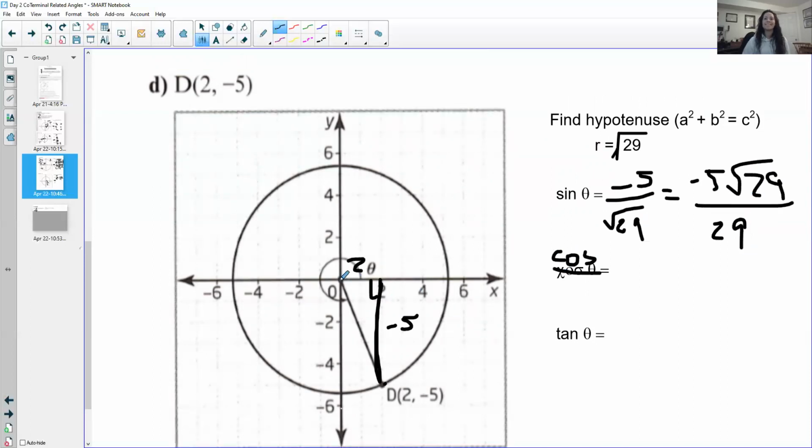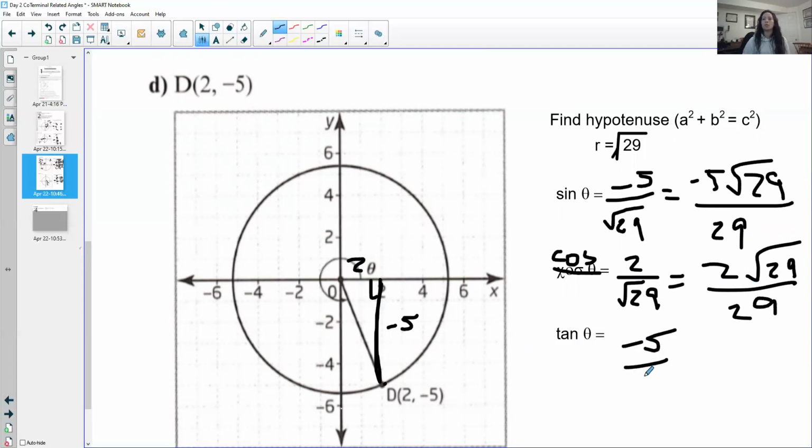Cos of theta is adjacent over hypotenuse, which is 2 over root 29. You can rationalize the denominator. That would be your answer, but rationalize it, please. You should get 2 root 29 over 29. And tan of theta is opposite over adjacent, so -5 over 2.